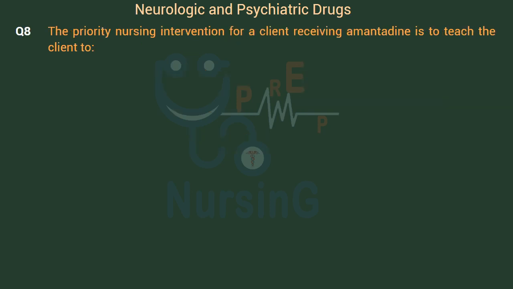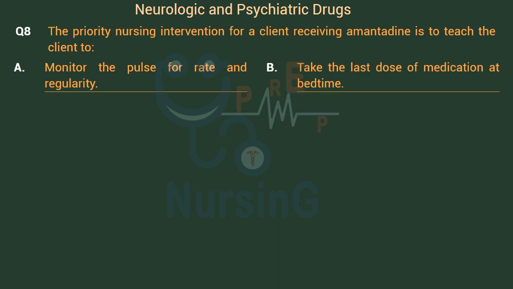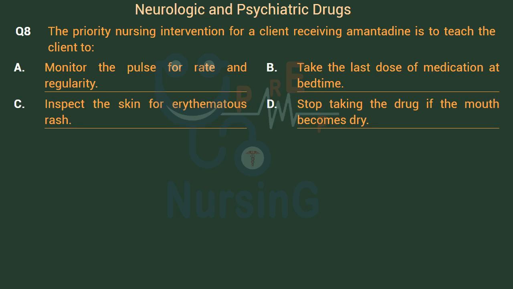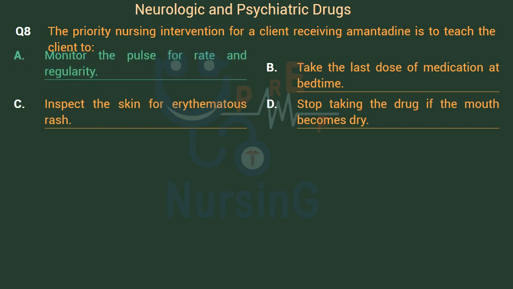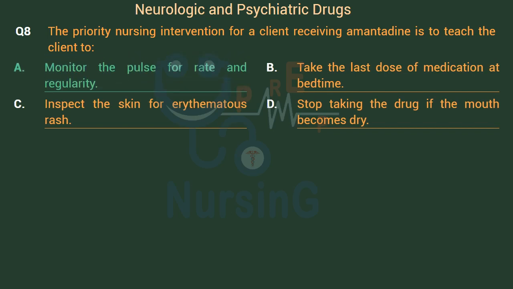The priority nursing intervention for a client receiving amantadine is to teach the client to: Option A. Monitor the pulse for rate and regularity. Option B. Take the last dose of medication at bedtime. Option C. Inspect the skin for erythematous rash. Option D. Stop taking the drug if the mouth becomes dry. Right answer is Option A. Monitor the pulse for rate and regularity.